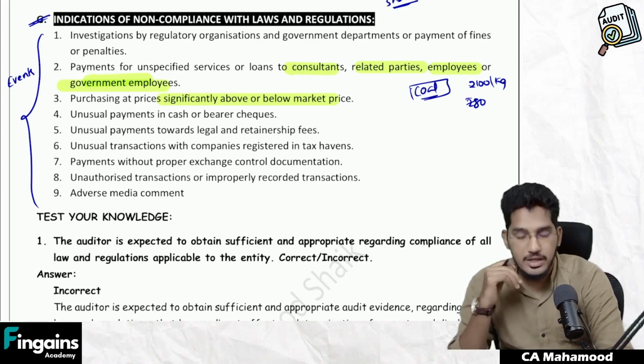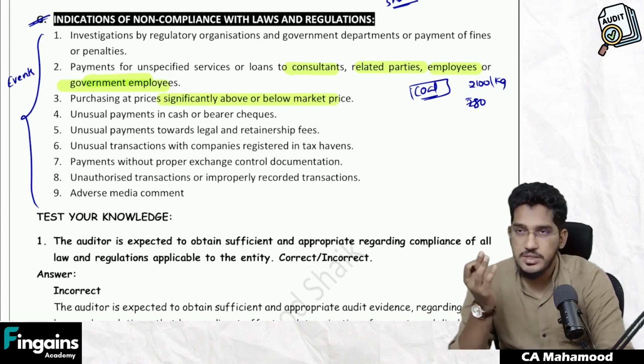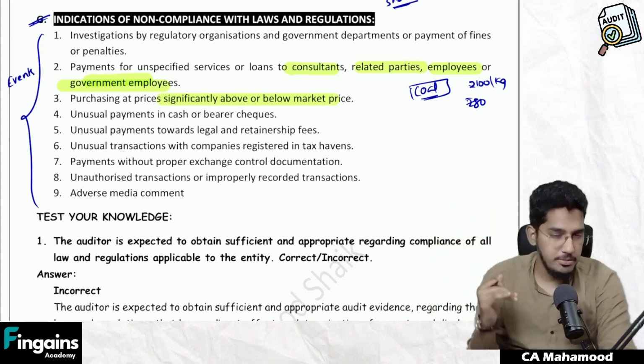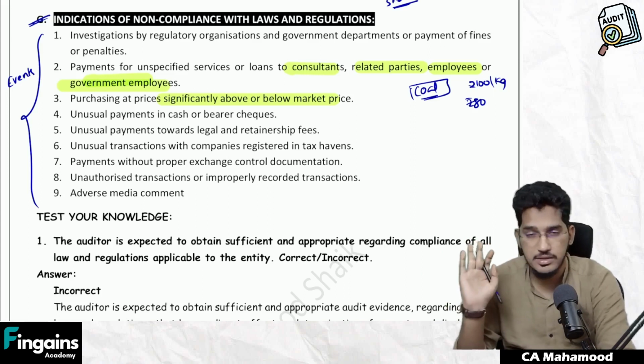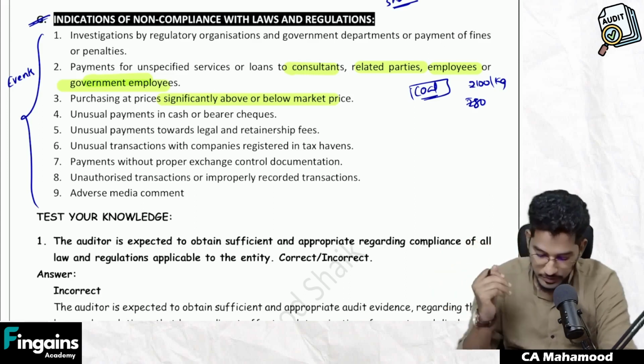So when you find that your client company is buying the products at above market price or very much below the market price, that is also an indication they might have done some non-compliances. They might have bribed someone.